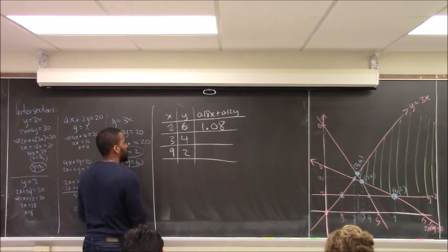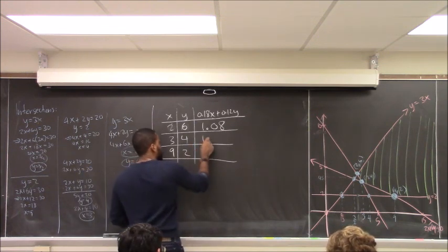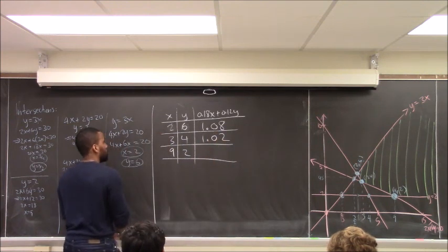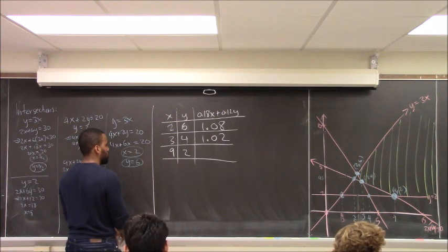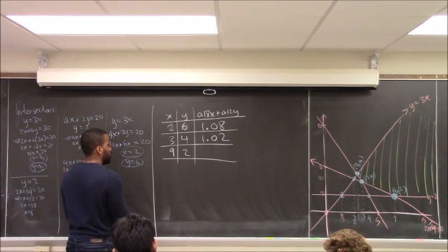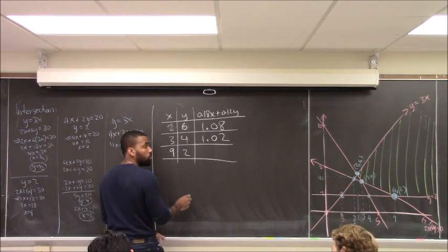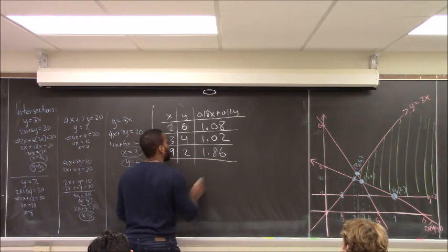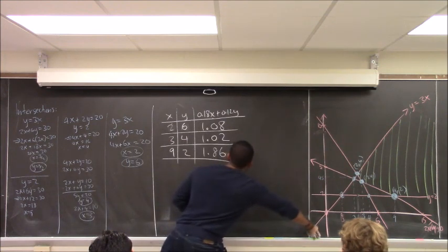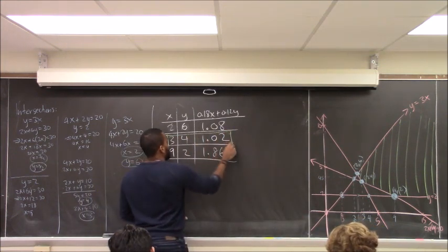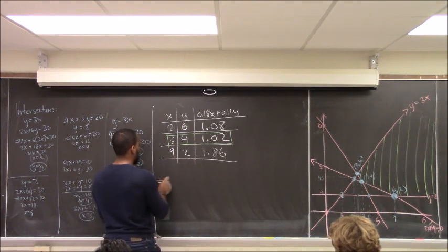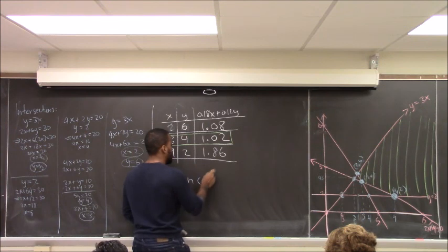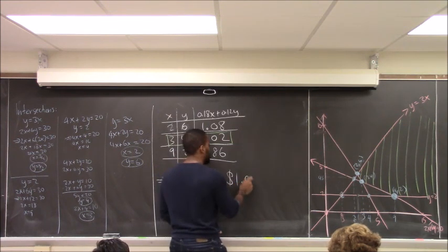0.18 times 3 plus 0.12 times 4. 0.18 times 9 plus 0.12 times 2. Now we know what we should be aiming for. This means min cost is going to be $1.02 per serving.